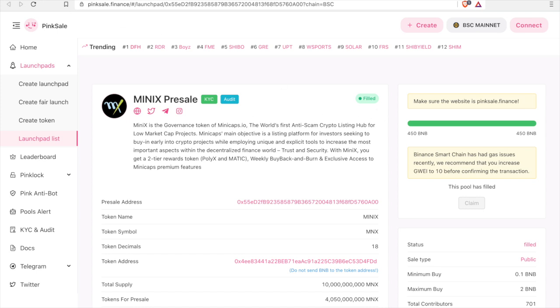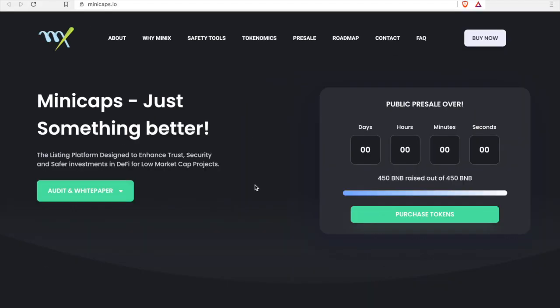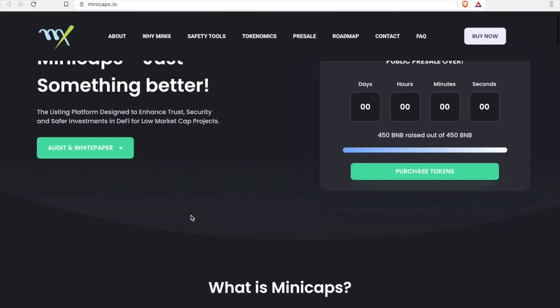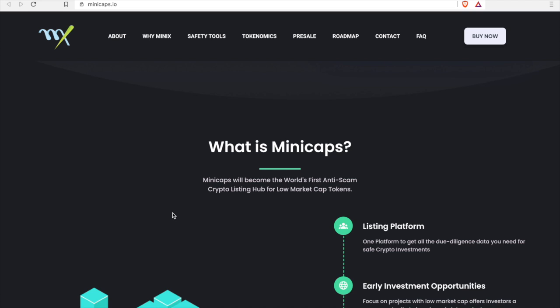I'll show you the Minix website. So Minicaps is the webpage, and Minix is actually the token, right? So Minix will be the governance token, guys. And what is Minicaps? Minicaps will become the world's first anti-scam crypto listing hub for low cap market tokens, guys. So that's what this is.